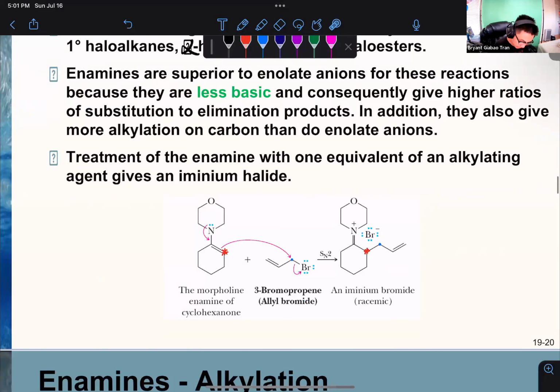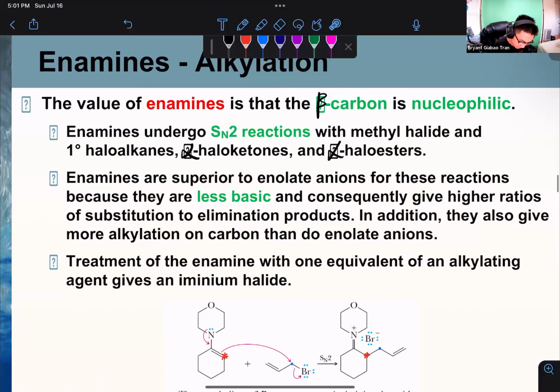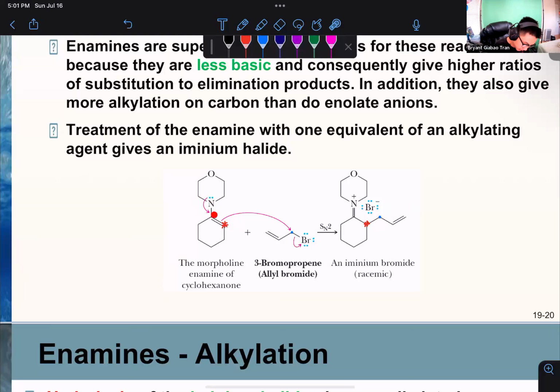And then this is for alkylation here. We could do an SN2 reaction. We know that this is an enamine right here. This beta carbon is the nucleophile. The mechanism is that we reform the double bond between the carbon and nitrogen, and then use this double bond to attack this electrophilic carbon and kick out the bromine. This is the SN2 reaction here, where I starred the attacking carbon, which is this beta carbon.